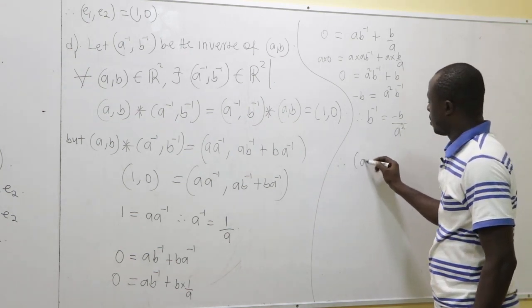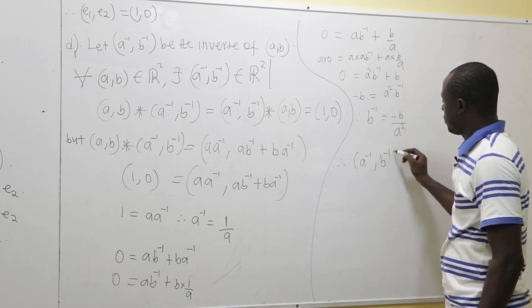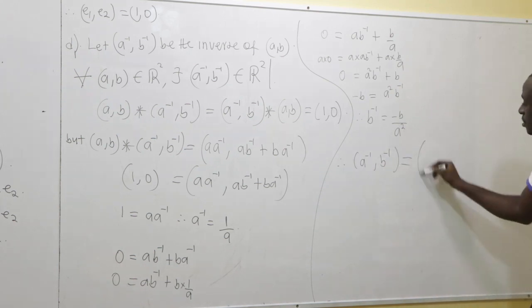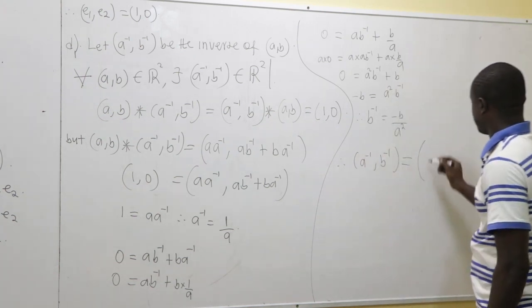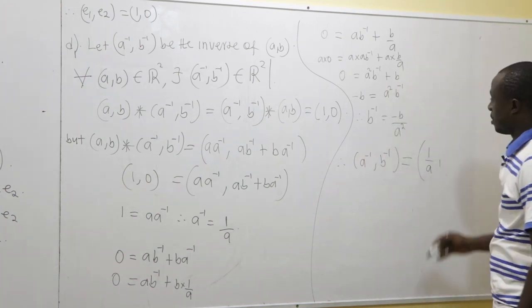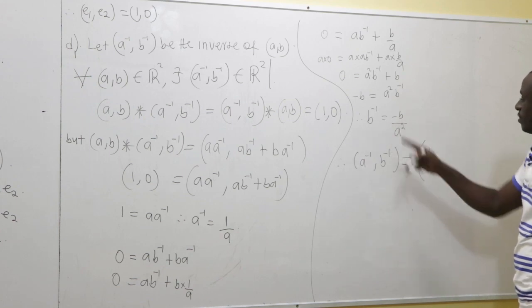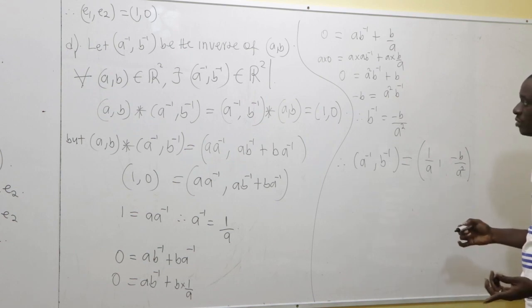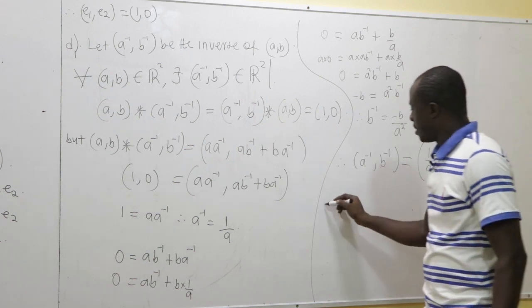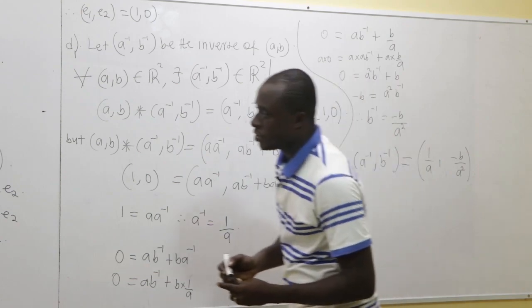Hence, our (A inverse, B inverse) is just equal to, what is A inverse? We have our A inverse to be 1 over A. And what is our B inverse? Negative B all over A square. That is so easy.